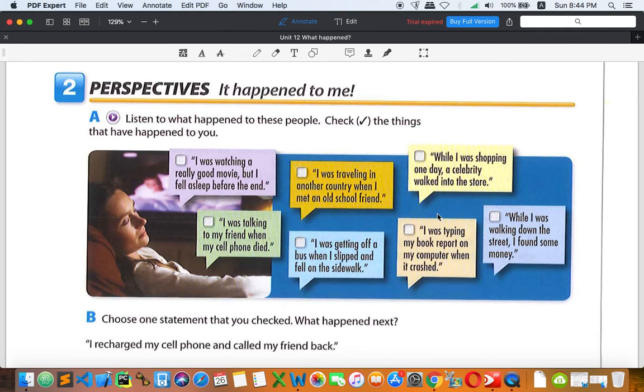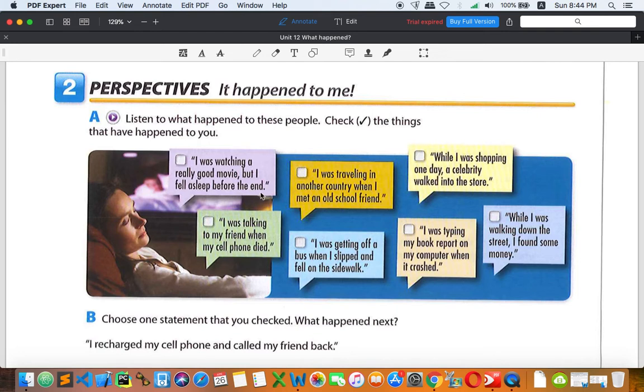It happened to me. I think it has also happened to you too. This one is about listening, but let's try all together and see exactly whether it happened to you or not. Let's begin with this one, the purple one. I was watching a really good movie, but I fell asleep before the end. I'm not really sure for you.